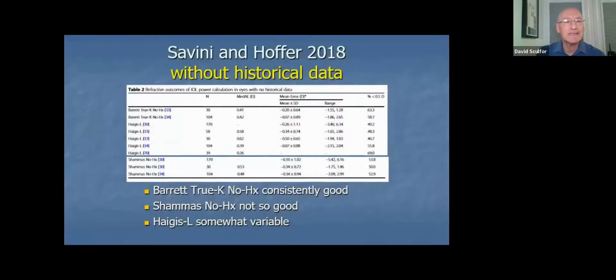If you haven't got historical data, then the formulas behave rather differently. So for many years, the go-to formula was the Haigis formula from my old friend, the late Wolfgang Haigis. And Haigis was very good. Again, we got some excellent results. I remember our first 3 patients we did with Haigis all came out pretty much 0. And we thought, great, we've cracked it. Next patient, +2. So we hadn't cracked it at all. We just got lucky with those first 3. But again, Savini and Hoffer showed that Barrett True K, no history version, was consistently good. Shammas, again, thought to be quite good previously, turned out not to be so good. And Haigis, well, was a bit all over the place, really, but it was good in its day.